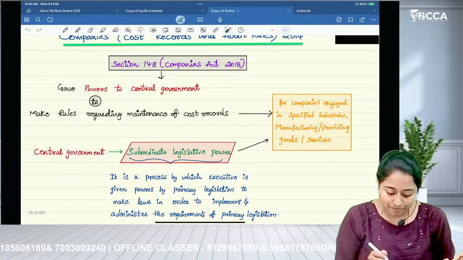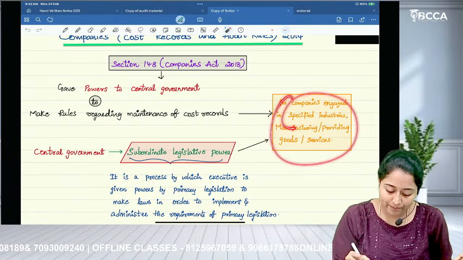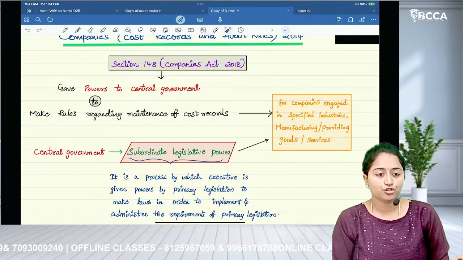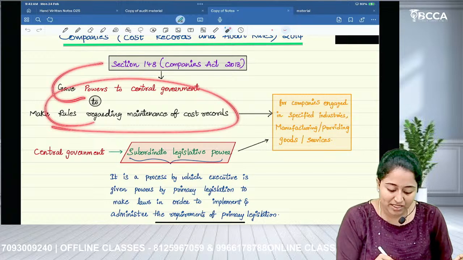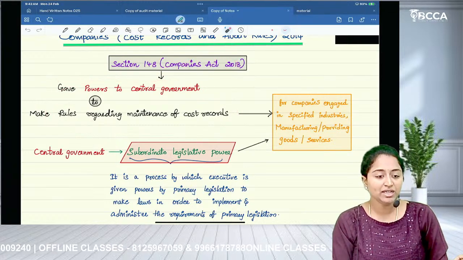For this kind of companies, central government can make rules regarding maintenance of cost records. This power has been given by section 148 under Companies Act 2013.